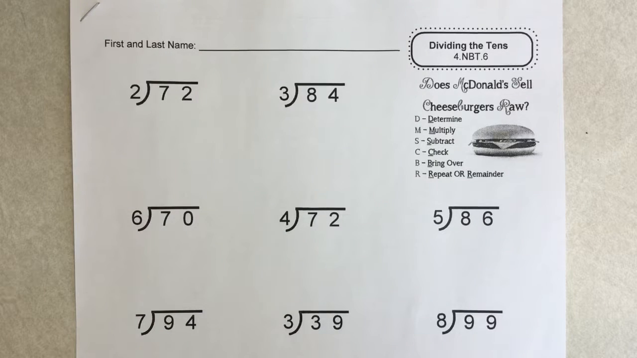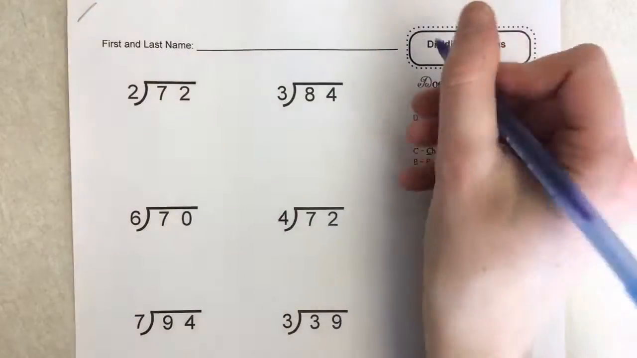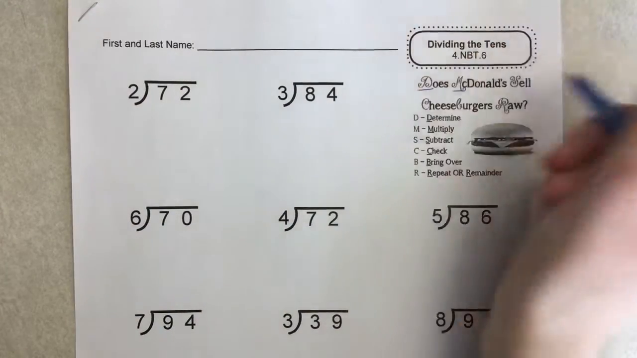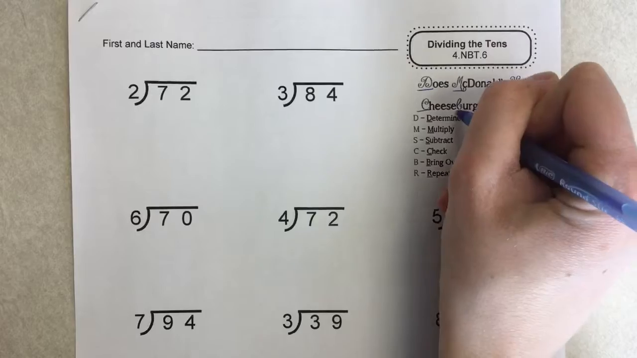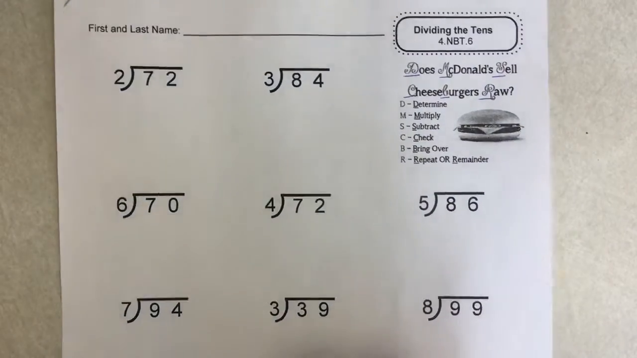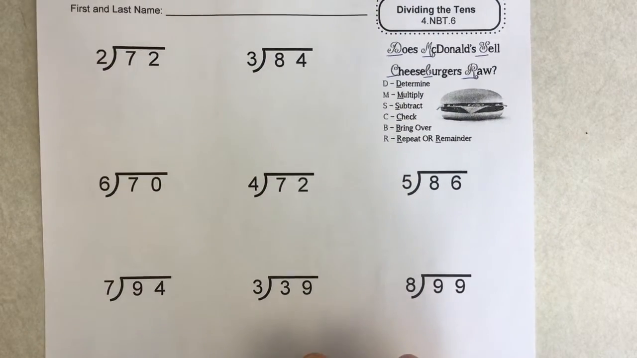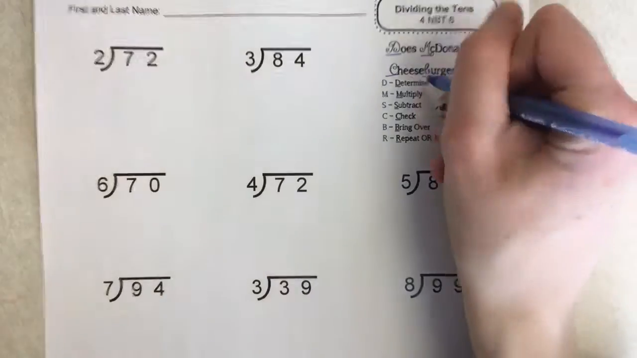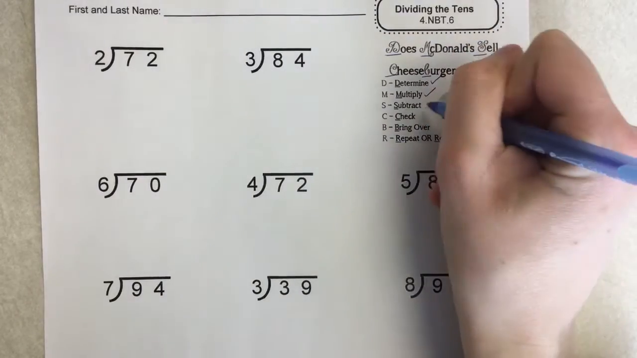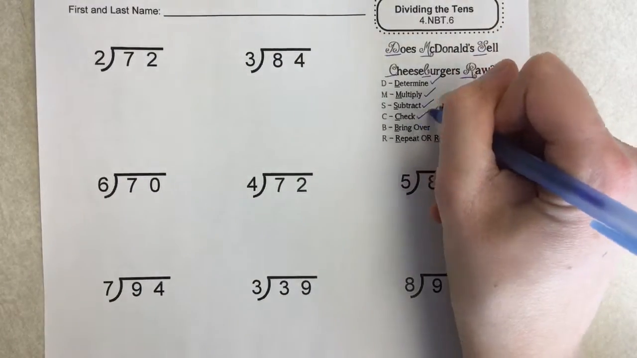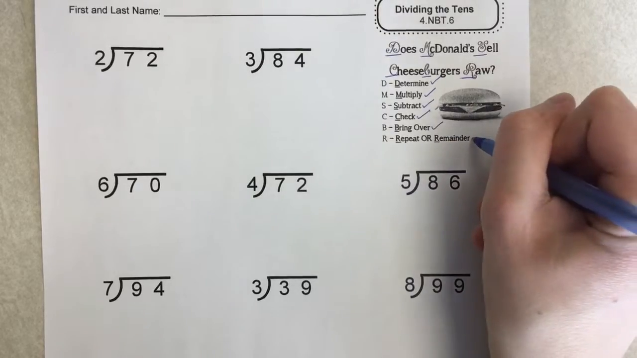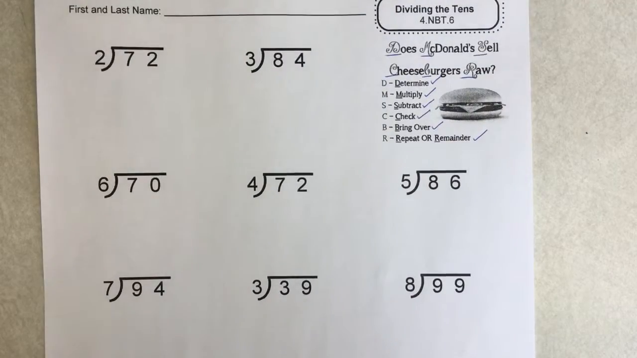We learned a phrase that is going to help us remember all the steps that we need to do so we don't make a mistake and we do it every time. So we learned that we can say, does McDonald's sell cheeseburgers raw? And that tells me all the steps I need to do for a long division, which are determine, multiply, subtract, check, bring over, and repeat or remainder.